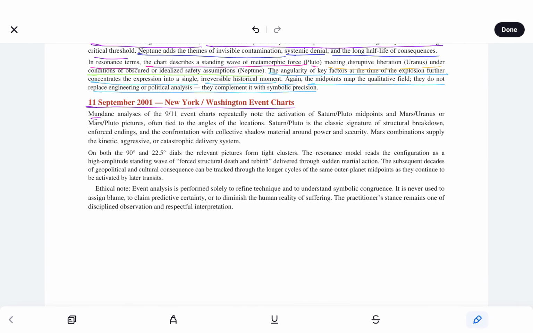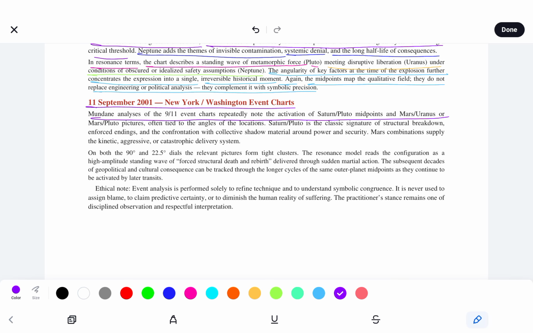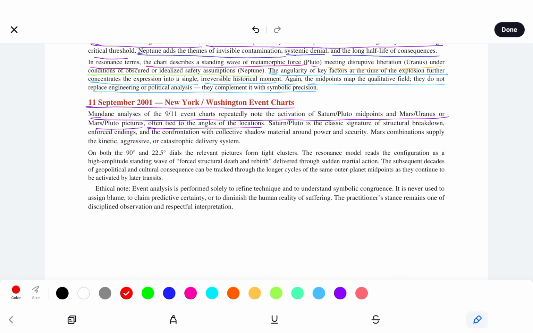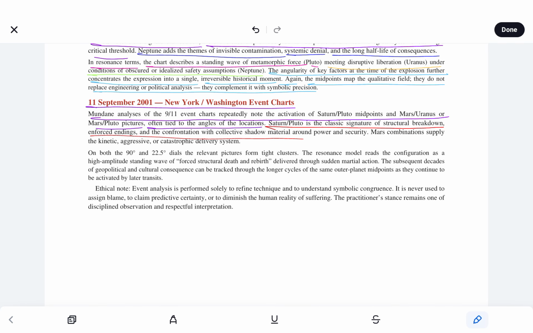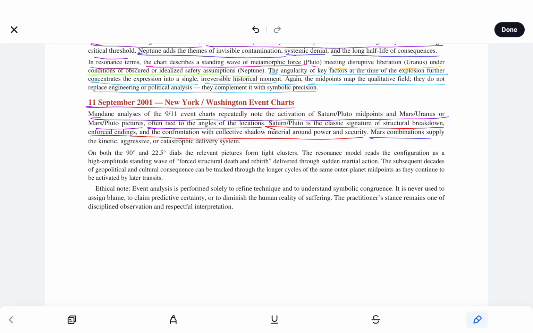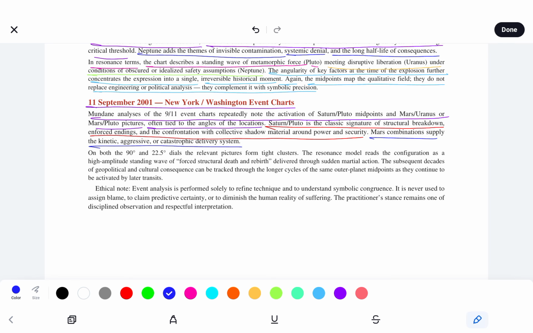9/11. Mundane analyses of the 9/11 charts repeatedly note the activation of Saturn-Pluto midpoints and Mars-Uranus or Mars-Pluto pictures, often tied to the angles of the locations. Saturn-Pluto is the classic signature of structural breakdown and forced endings, in a confrontation with collective shadow material around power and security. Mars combinations supply the kinetic, aggressive, or catastrophic delivery system.